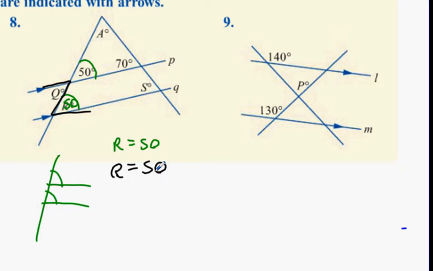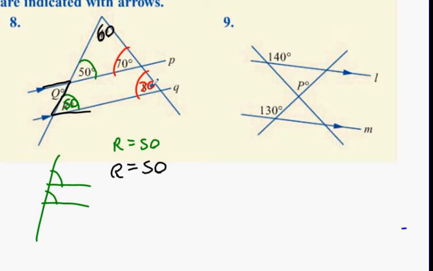Then we have 50, 70, that will make a 60, because 50 plus 70 plus 60 is 180. And finally the S, anyway the S is corresponding to the 70, which makes the S worth 70. Or you could say 60 plus 50 is 110. 110 take away from 180 is 70. Several ways of doing it.